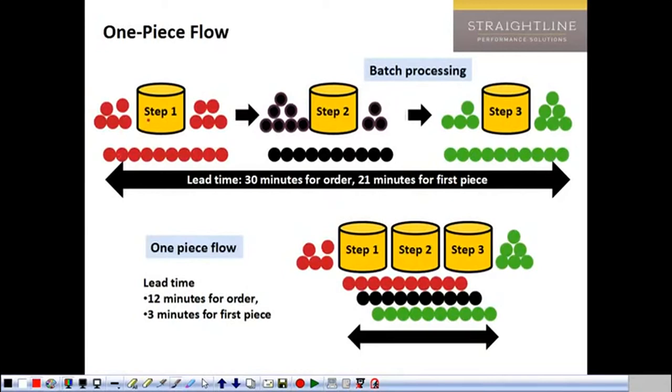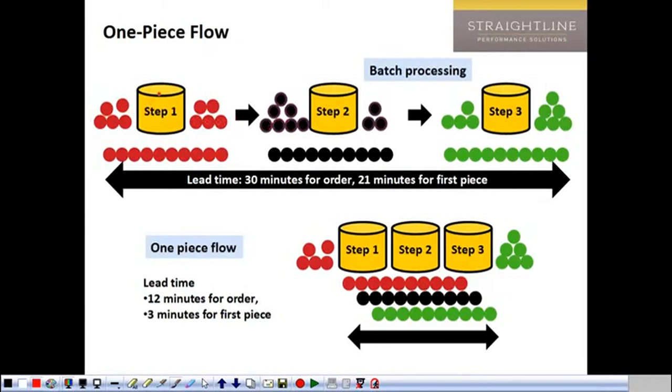Imagine the top process is one that uses batches. In this case, it looks like a batch of 10. So imagine that you've got a 3-step process. You put 10 things into step 1. When they're completed, you move them to step 2. When they're completed, you move to step 3. All right? What happens is, that first one that's complete has to wait for all the other ones to complete before you move it to step 2, and so forth.